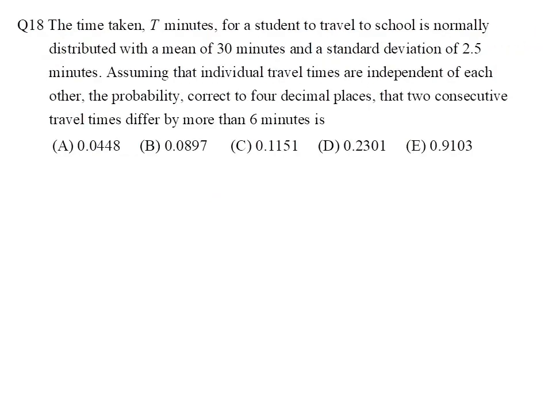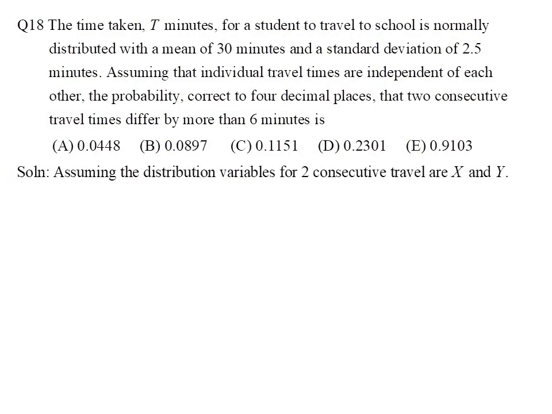In question 18, it states that the time taken, T minutes, for a student to travel to school is normally distributed with a mean of 30 minutes and a standard deviation of 2.5 minutes. Assuming that the individual travel times are independent of each other, the question is to find the probability that 2 consecutive travel times differ by more than 6 minutes.